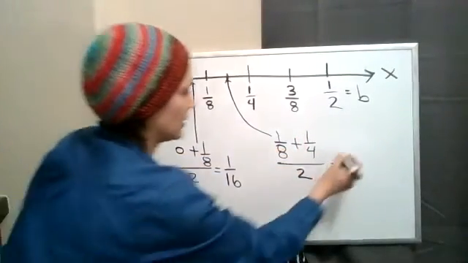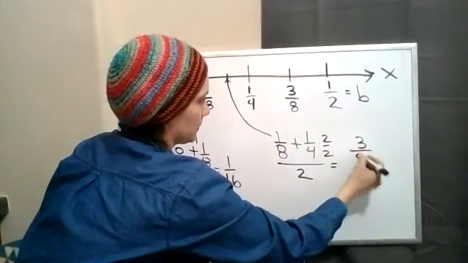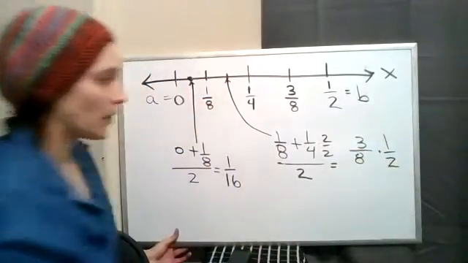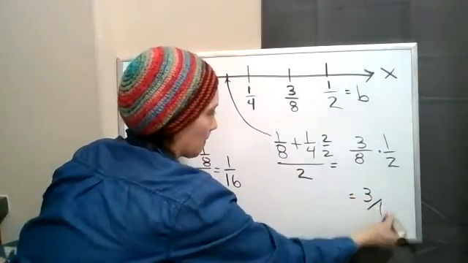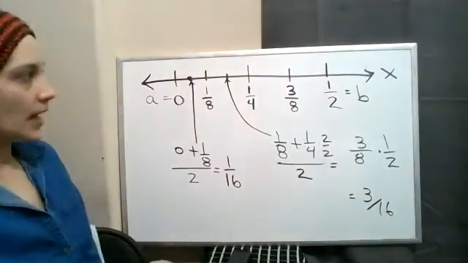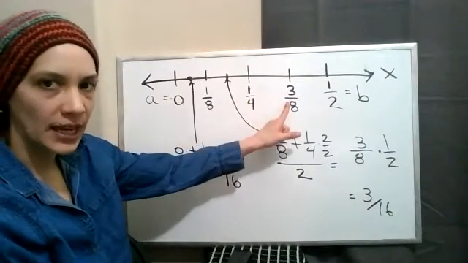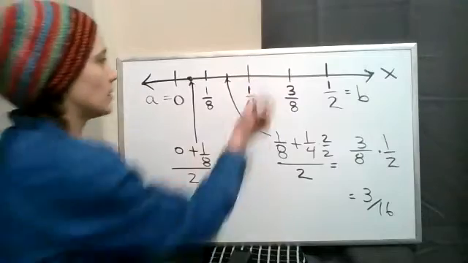Let's see. Divided by 2, or times 1/2. So got 3/16. You can keep working like that. The next one, take 1/4, add it to 3/8, divide by 2, and that's going to give you the midpoint.